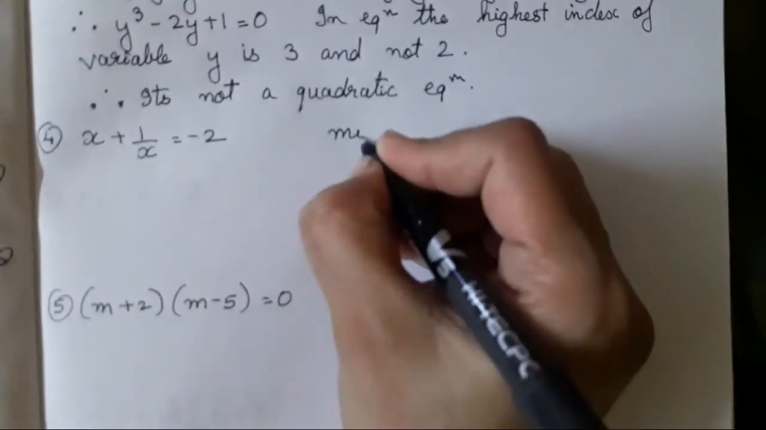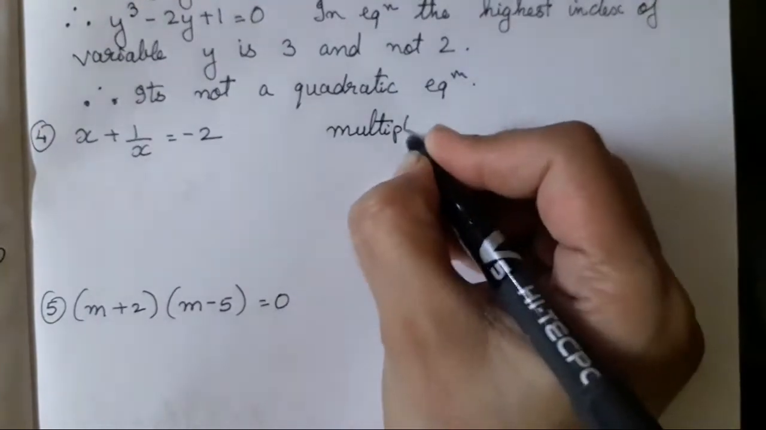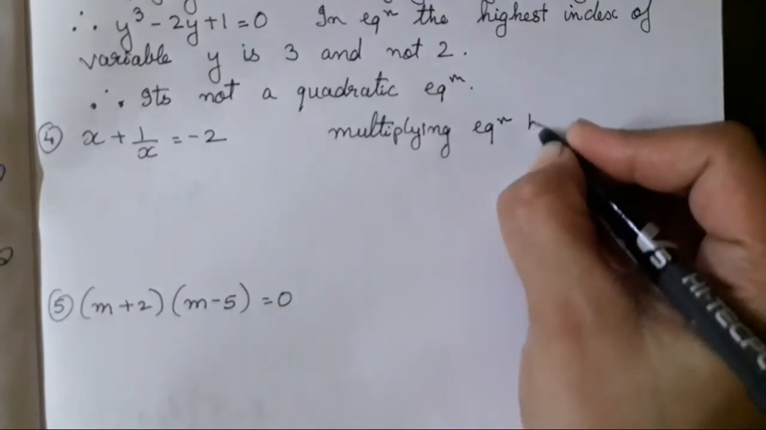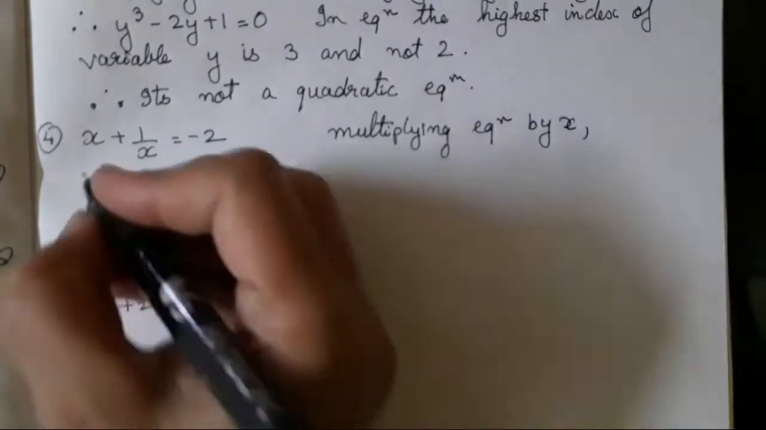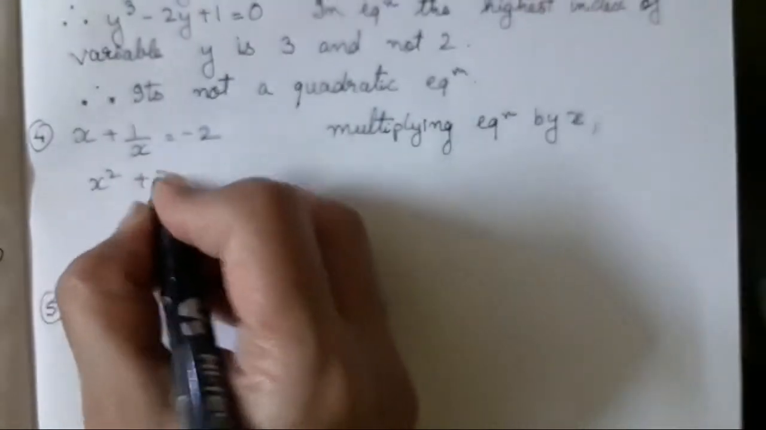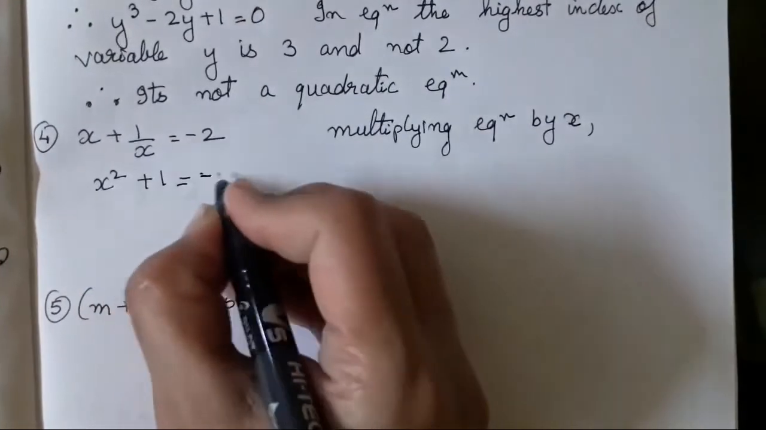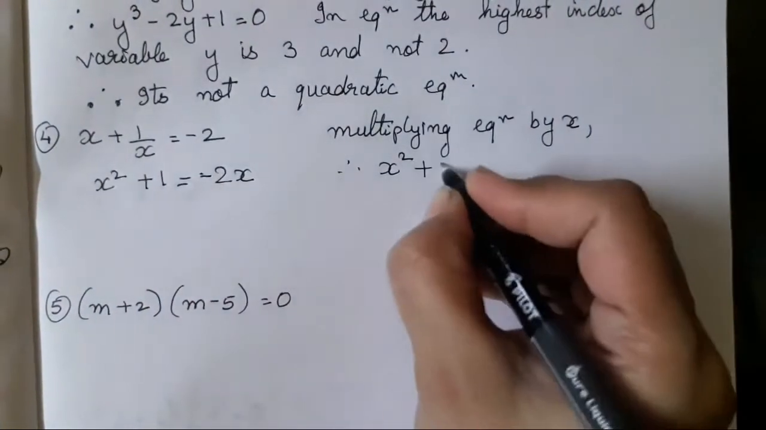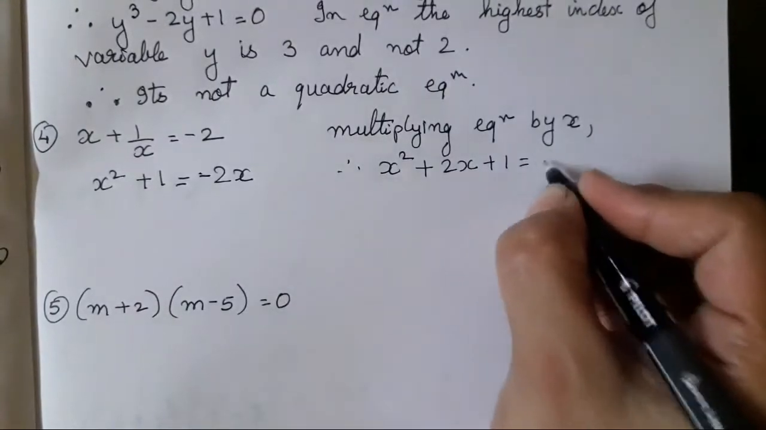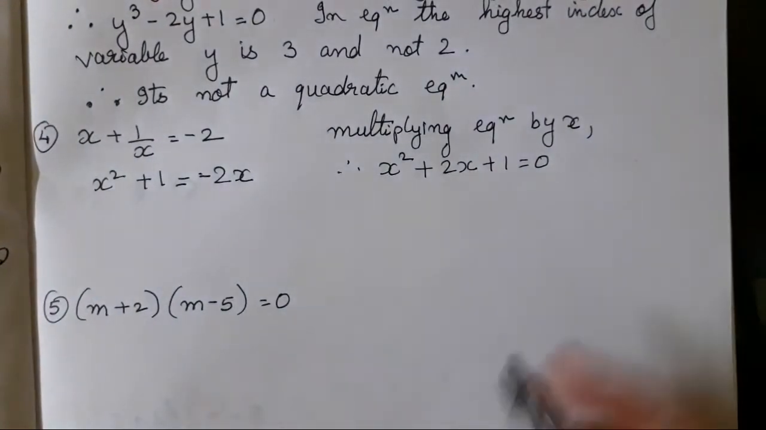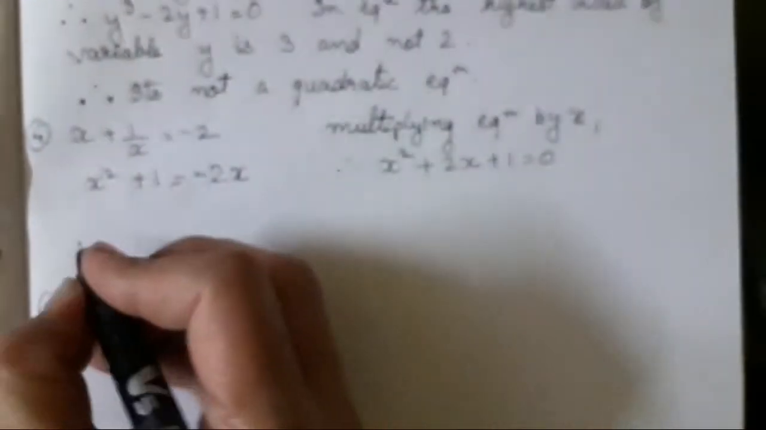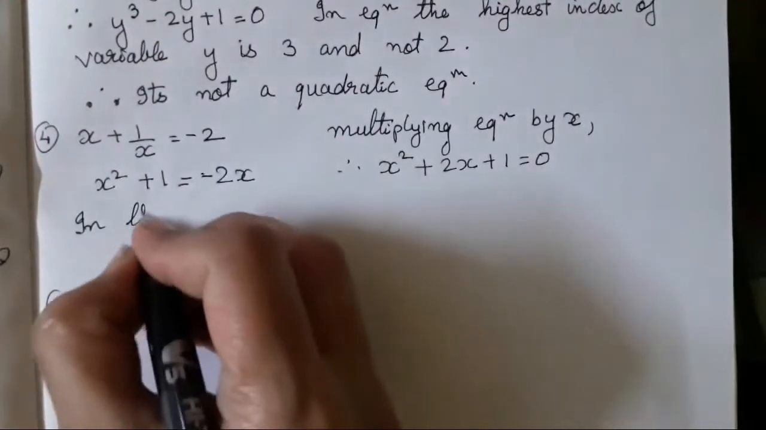So again, multiplying the equation by x. So it will change to x plus 1 is equal to minus 2x. Therefore, x square plus 2x plus 1 is equal to 0. Now, only one variable is there and the highest degree is 2. So, it is a quadratic equation.